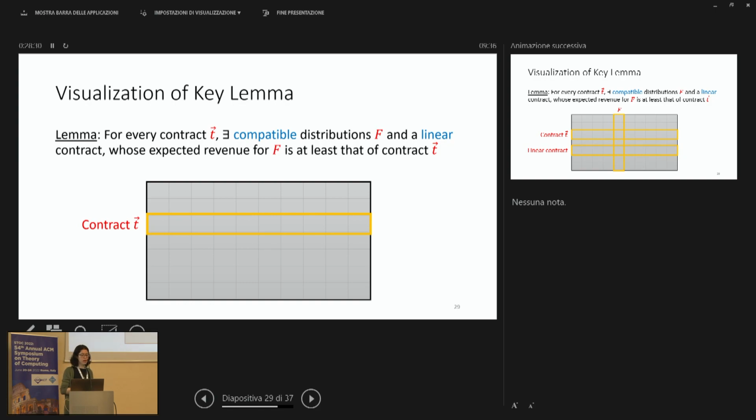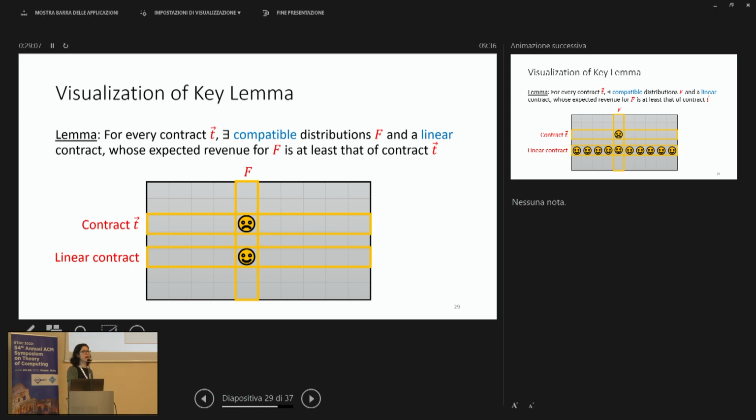And the lemma is saying the following. If we look at a contract that's nonlinear, okay, give me such a contract, I will give you back a compatible matrix of distributions and a different linear contract. And the expected revenue of the linear contract on this compatible distribution matrix will be better than that of the contract that I started out with, that was possibly nonlinear.